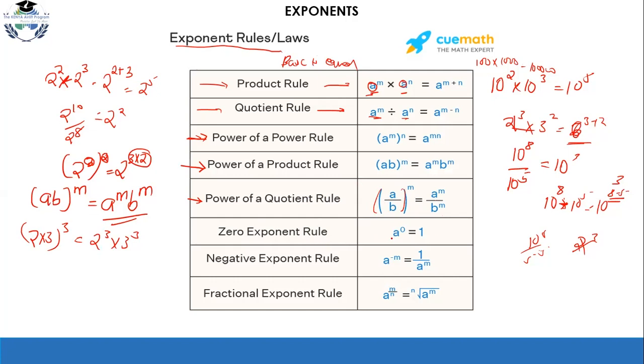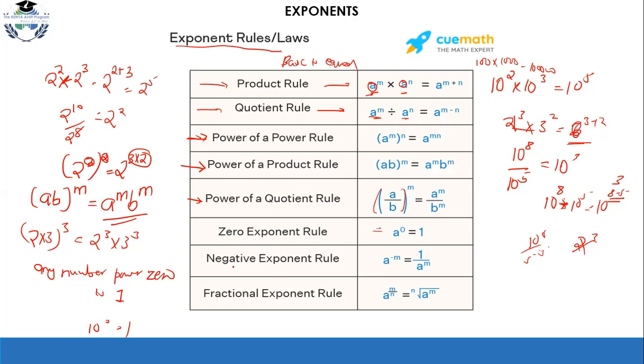Zero exponent rule. For the zero exponent rule, basically any number power 0 is 1. Even if it's 10 billion power 0, it's always going to be 1. Any number power 0 is always going to be 1. So if you raise any number to power 0, it's going to give you 1.